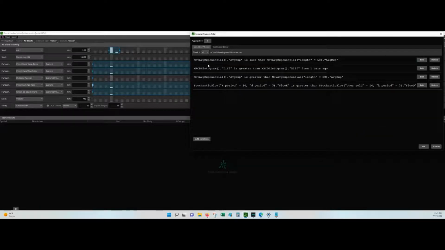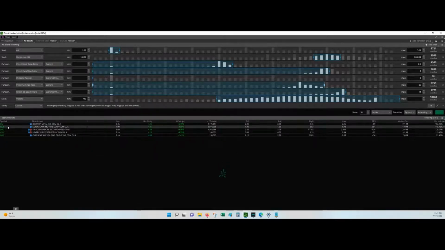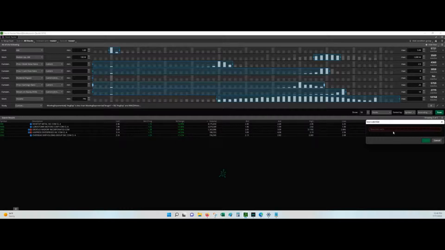So now that I have the scan ready, I'm going to hit OK, and then I'm going to hit scan. So let's see what pops up. All right, so we have 1, 2, 3, 4, 5 of these. What I'm going to do is I'm going to save this as a watch list. And I'm going to save it the day I ran it. That way I can reference back in the future.